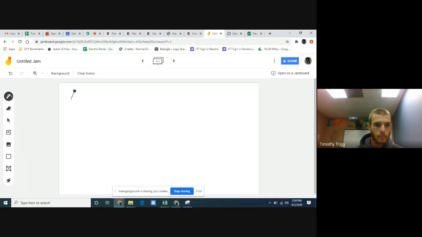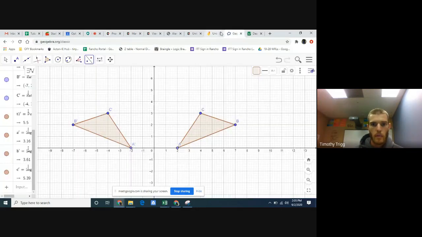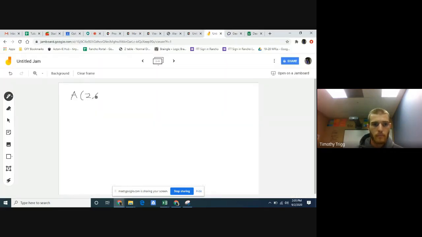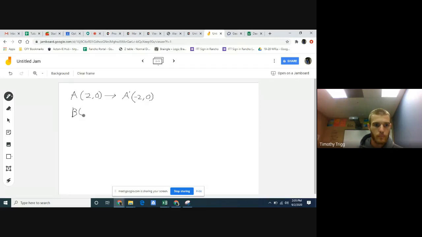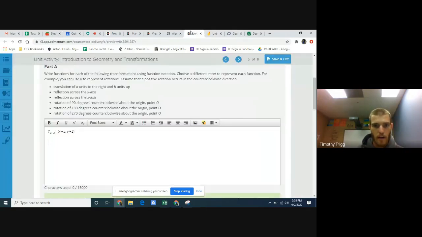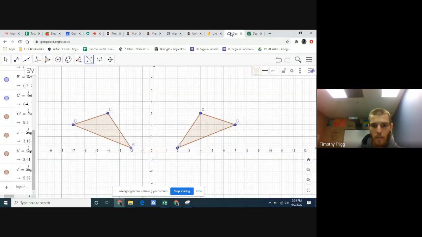So point A went from 2, 0, and then after it gets reflected across the y-axis, it ends up being A prime, which ended up being -2, 0. Point B went from 7, 2 to -7, 2. Sorry if my writing is not the best. I'm having to do this with a mouse. And C went from 4, 3 to -4, 3.